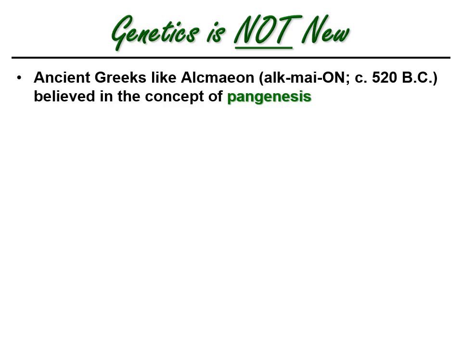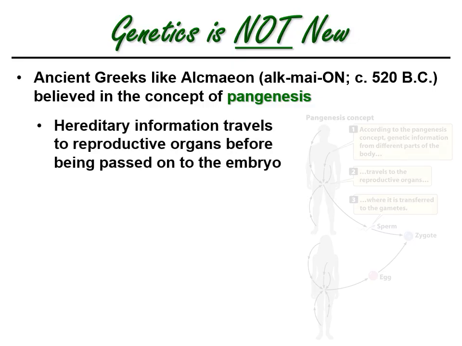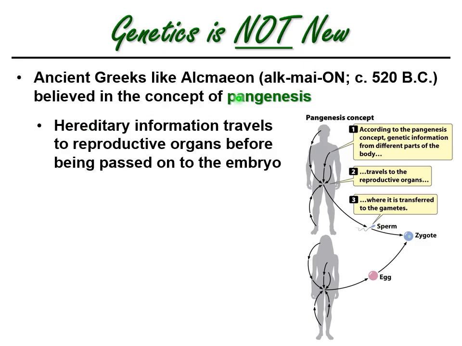So Alcmaeon believed in the concept of pangenesis. Pangenesis would be absolutely awesome if it was true. But the fact that you are in school is proof that pangenesis is not how we pass on our traits. In pangenesis, the idea is hereditary information travels to reproductive organs before being passed onto the embryo.